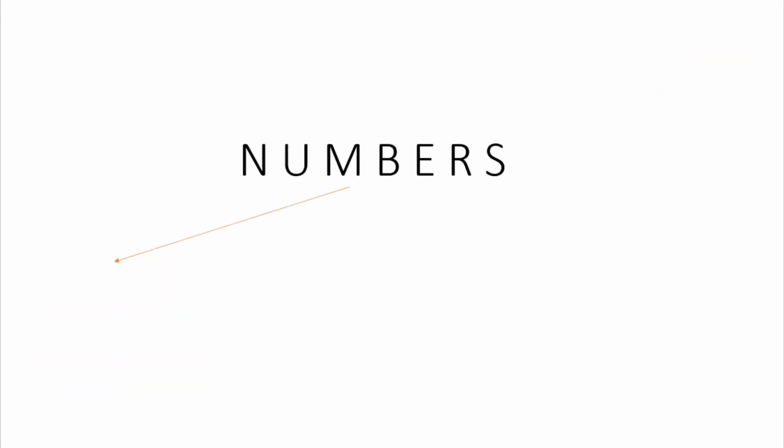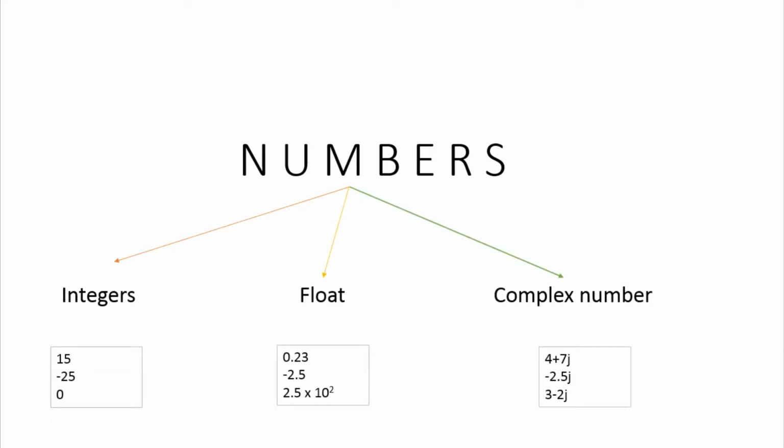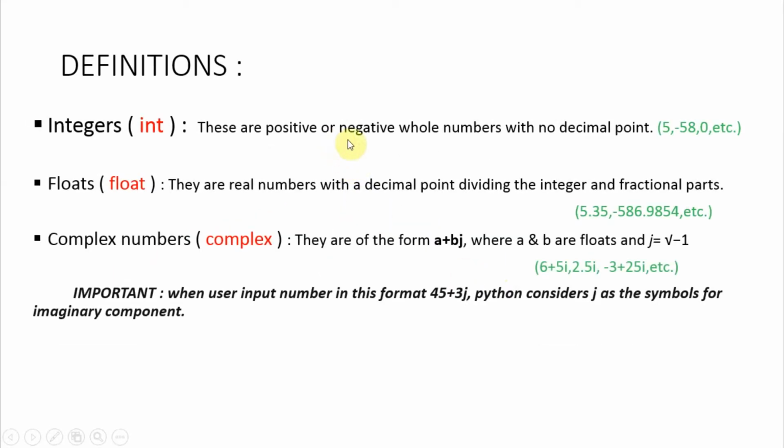In Python, we have integers, we have float, and we have complex number. Integers are positive or negative whole numbers with no decimal point. You can see here. Floats are real numbers with a decimal point dividing the integer and fractional parts. 5 is the integer, 3, 5, they are fractional parts. And complex numbers are of the form a plus bj. Guys, we are familiar with the form a plus bi, where i is the square root of -1. Here j is nothing but i. When you give numbers like 45.3j, Python will consider this as the imaginary part and it will consider the whole thing as a complex number.